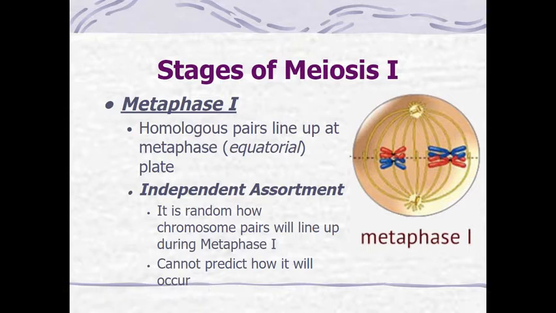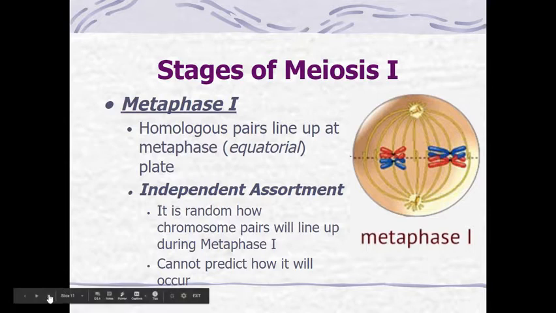Metaphase 1 is when the homologous pairs line up at the metaphase or equatorial plate. So the homologous pairs line up with their partner. What happens here is something called independent assortment. And what that means is that it's completely random how the chromosome pairs will line up during metaphase 1. We cannot predict how it will occur. We don't know the organization or the arrangement that they'll end up being at when they line up with their partner at the equatorial plate.